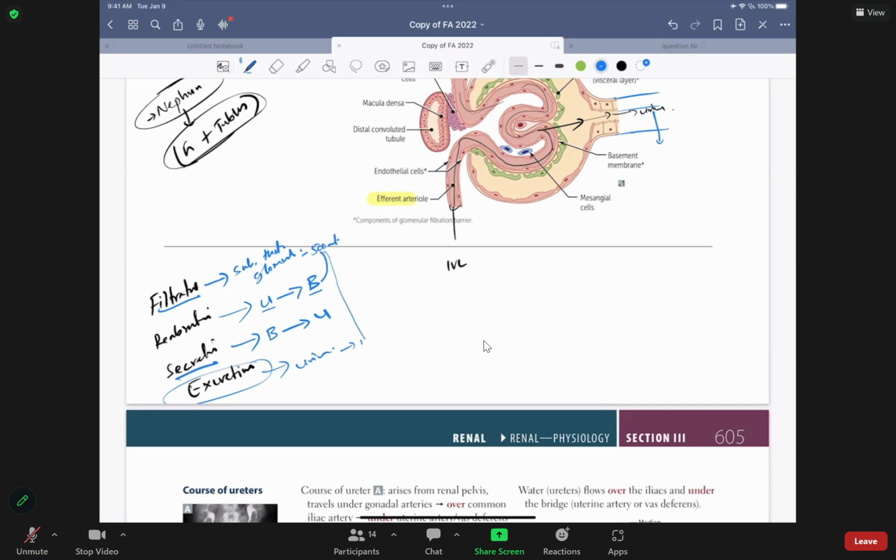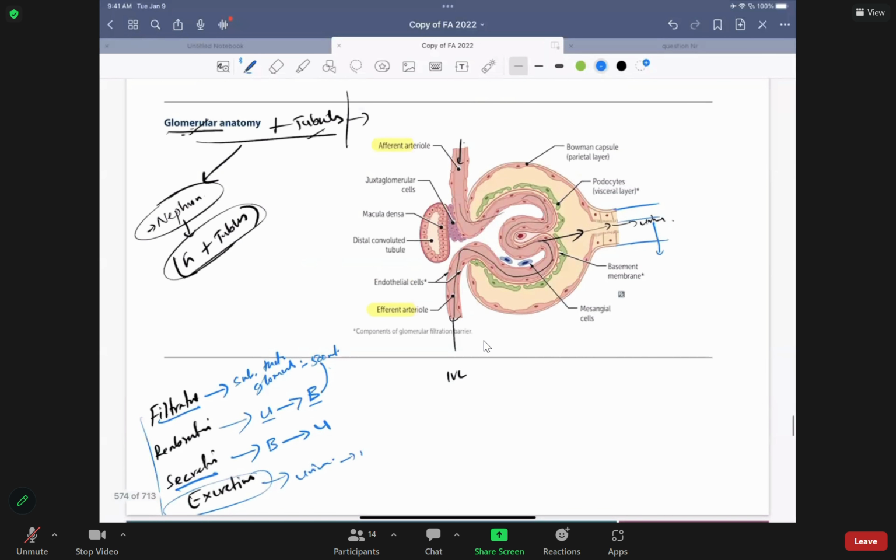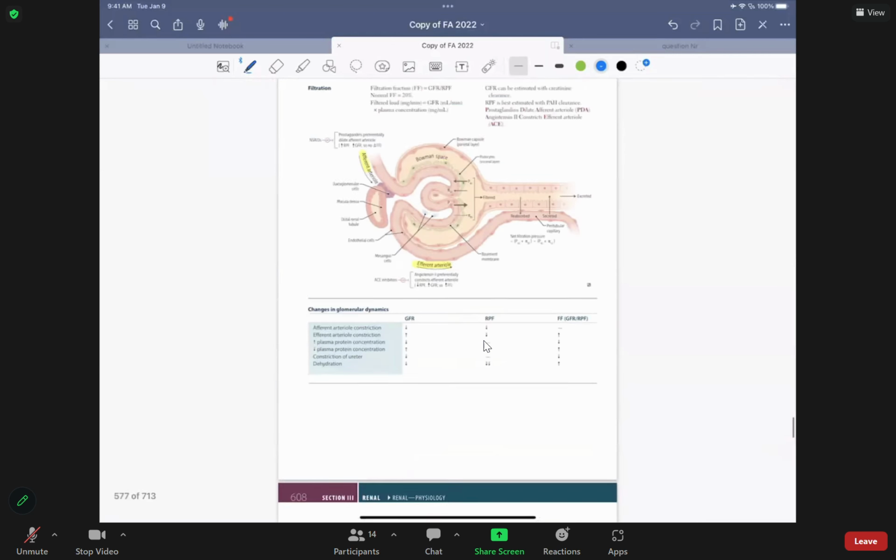So just to know, filtration should never match excretion. Is everybody clear, folks? All right. Okay. So don't get confused. But other than that, those are the four terminologies. Are we clear with that? Okay. Now, I want to show you a different picture, okay?